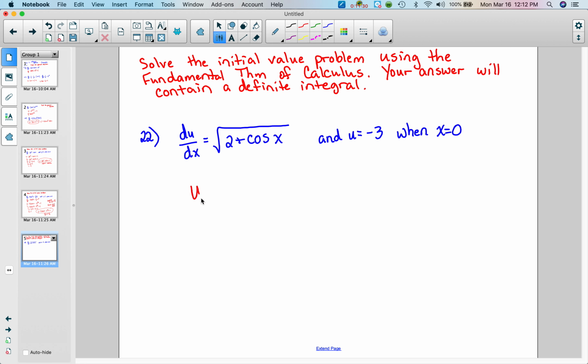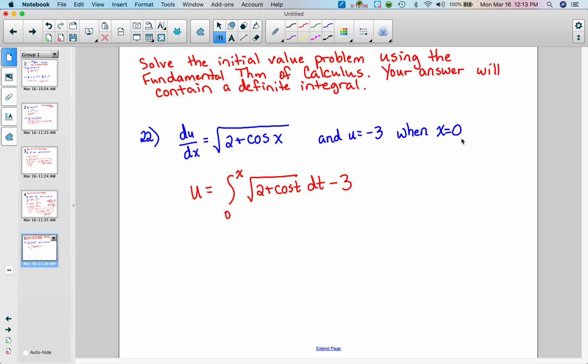So we're going to let u equal the integral from 0 to x of the square root of 2 plus cosine t dt, minus 3. And I want to explain to you why this works. Now, we're given an initial value problem. We know that if we want to do the antiderivative, then we take an integral, because remember, an antiderivative is like an integral. So we're taking the integral of this expression.